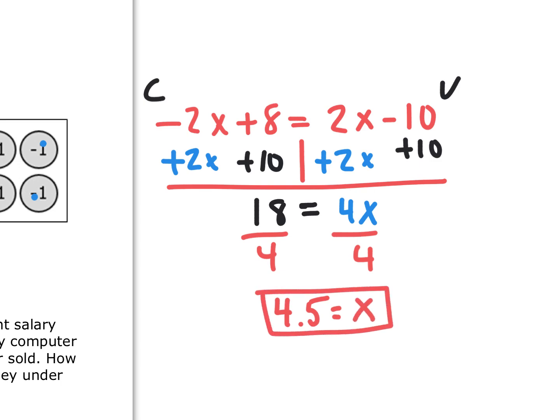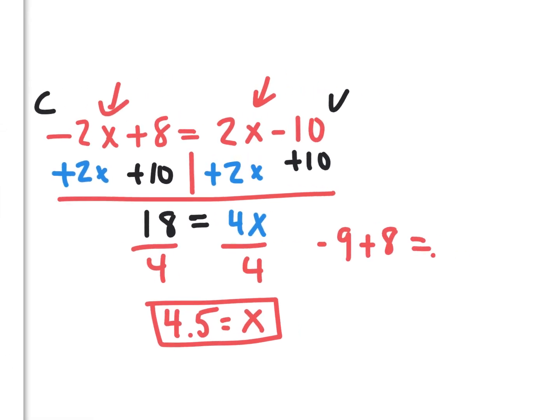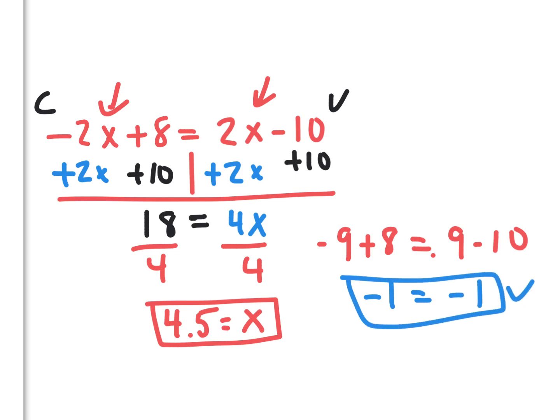Okay, and once again, we could verify that. We could plug in 4.5 to each of these x's. If we did that, 2 times 4.5 is 9. So that's negative 9 plus 8. And that is equal to 9 minus 10. So that's negative 1 equals negative 1. So it does indeed work.